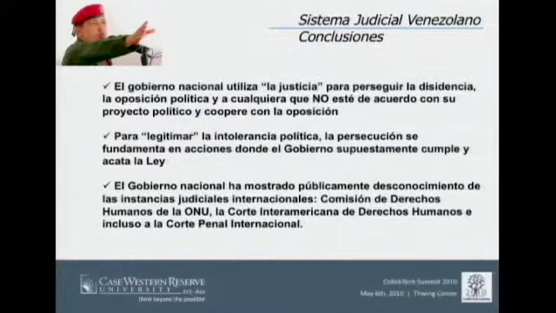Then he says the national government has demonstrated publicly that it disregards any comments the international courts make about violations of human rights in Venezuela. And when you hear news from the United States, he just says they're just trying to get involved with Venezuela or have political reasons. He always denies these things that were really happening.